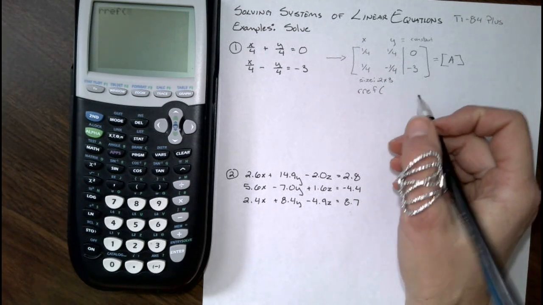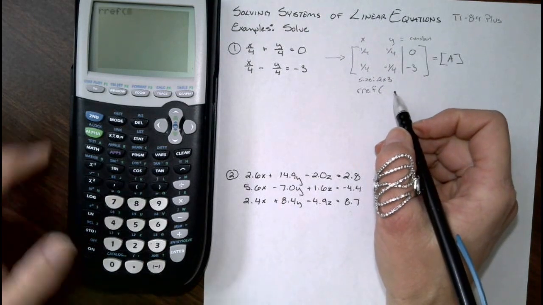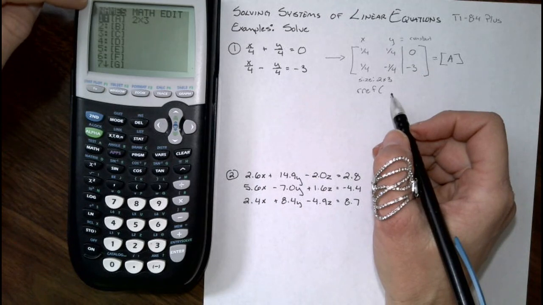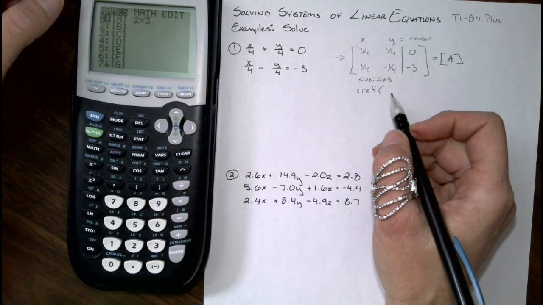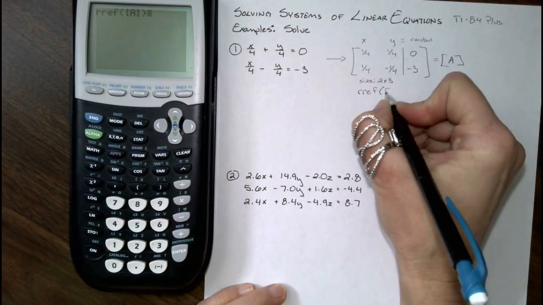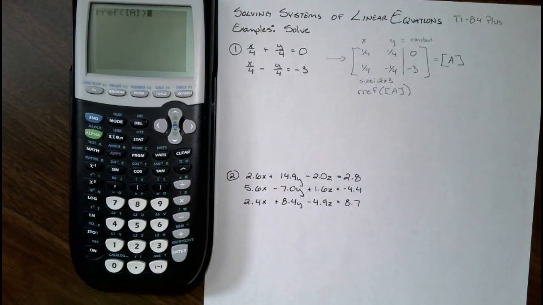Now what I need to do is go get matrix A. The way to retrieve a matrix is to do second matrix again. And now I just need to go and select it. Here are their names. I want to highlight A, the one that I have here, enter, and there we go. So now we have RREF on A. Again, RREF is for reduced row echelon form.